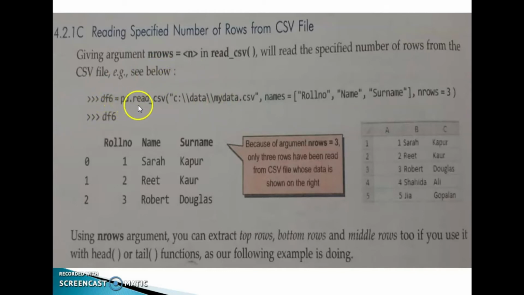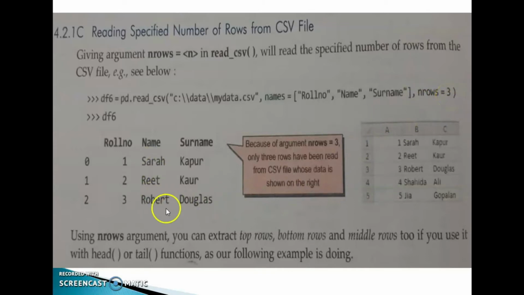df6 is equal to pd.read_csv, then file path, names is equal to roll number, name, surname, then nrows is equal to 3. This one is the mydata.csv file. From that we need 3 rows. First 3 rows, that is Sarah, Reith and Robert. These 3 rows we can see by using this argument nrows equal to 3.